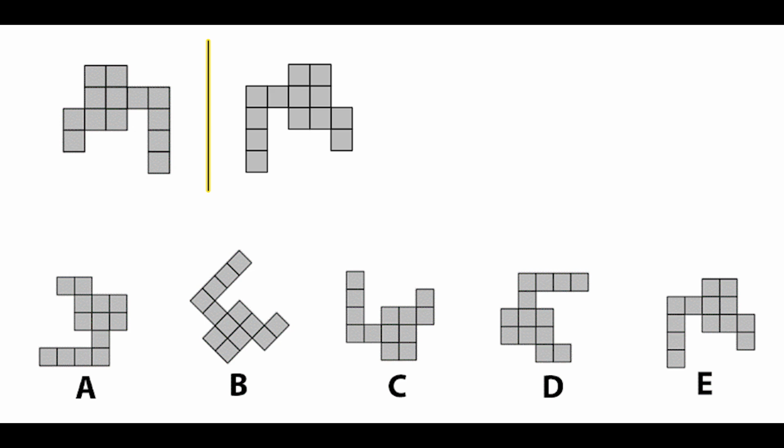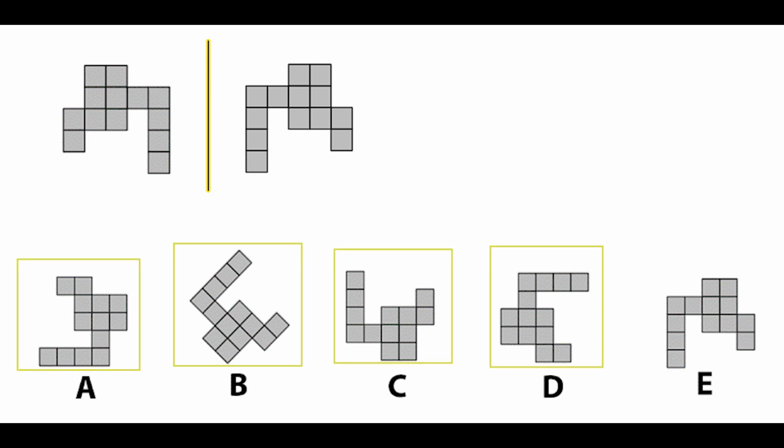The correct mirror image is option E. It matches the exact left to right reversal of the original figure. Let's see why the others are incorrect. Options A, B, C and D don't represent the correct mirror image. Rather, they are rotations of the original image. Option E represents the true mirror image.